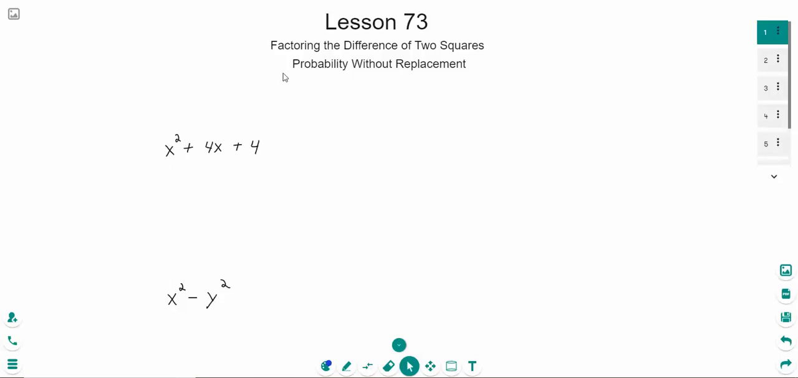So today we're going to be talking about factoring the difference of two squares and the probability without replacement. So two topics for today. So to begin with, let's start with the factoring one.